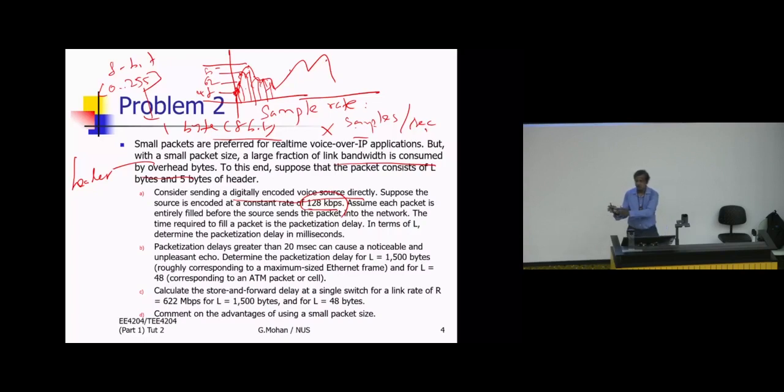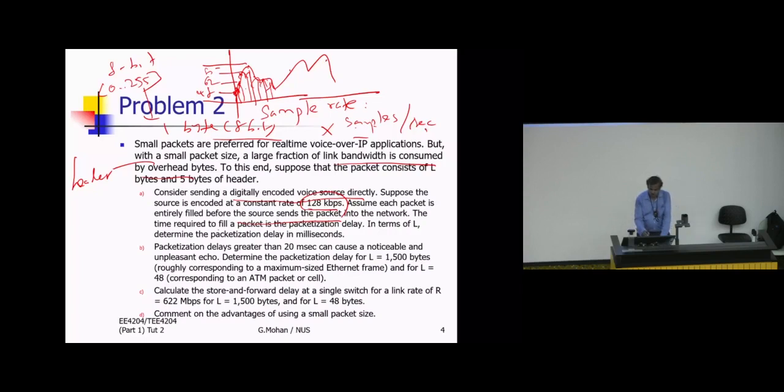If you look at the switch or router, the packet is received. But at the source, we need to generate the packet. We need to prepare, or build, the packet. So assume each packet is filled before the source sends the packet into the network. So first build the required number of bytes, then send it. At the switch and the router, you receive, that is store and forward: receive all the bits, then send it. But at the source, you need to generate all the required bytes to fill the packet.